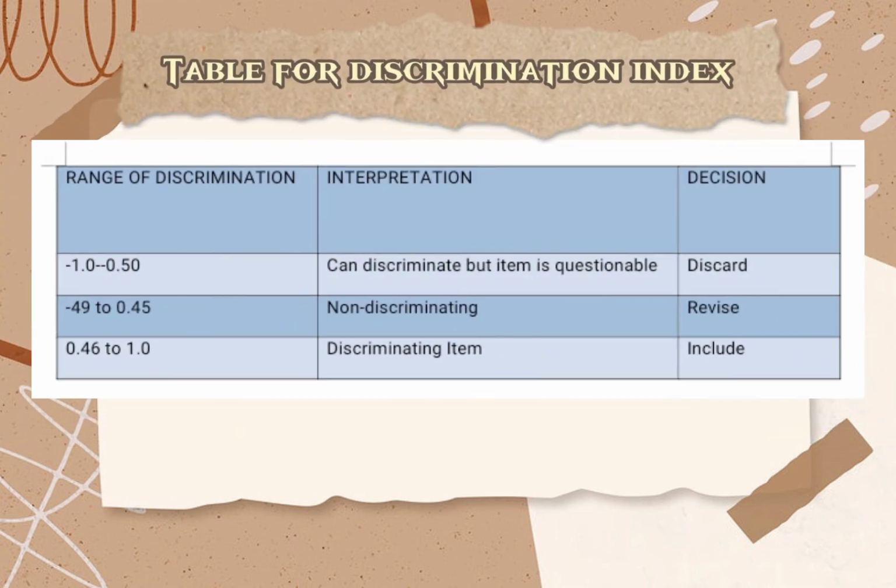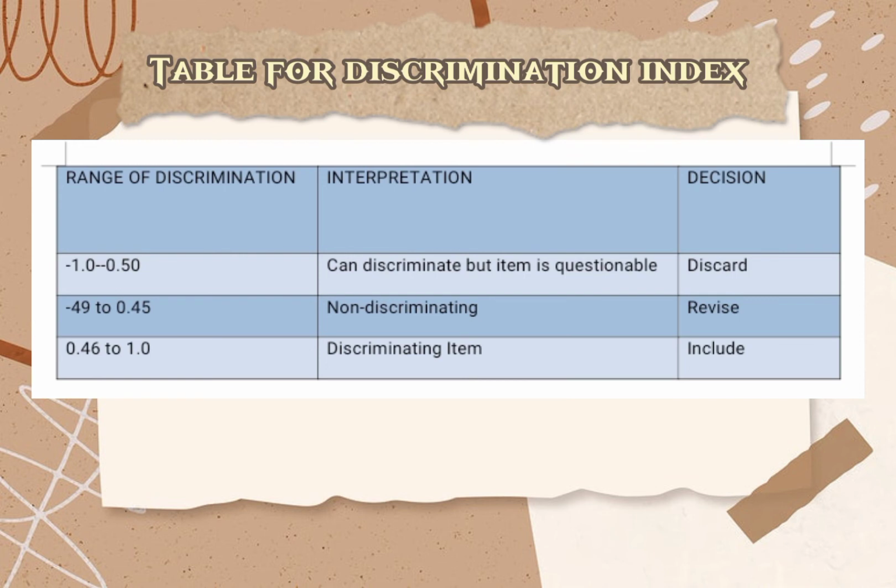For the interpretation of the result, we can see it in the table for discrimination index. Range of discrimination from -1.0 to -0.50, the interpretation is can discriminate but item is questionable, and the decision is discard. From -0.49 to 0.45, the interpretation is non-discriminating, and the decision is revise. From 0.46 to 1.0, the interpretation is discriminating item, and the decision is include.